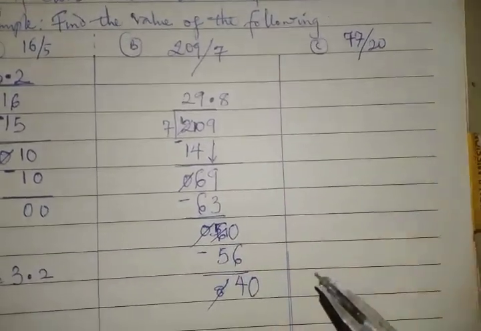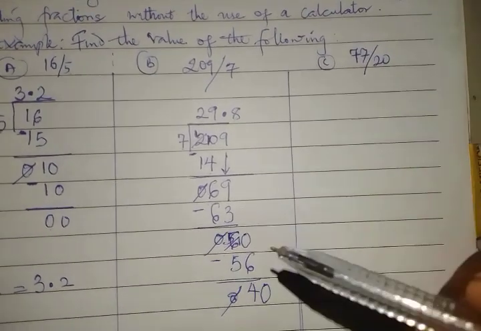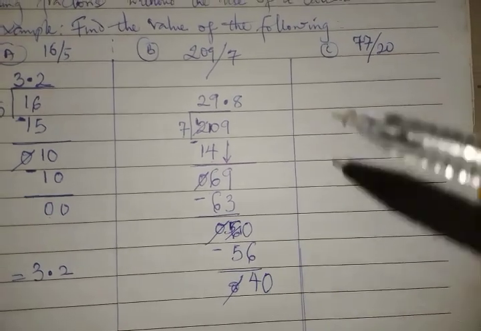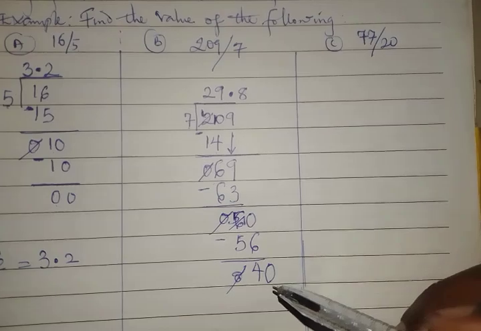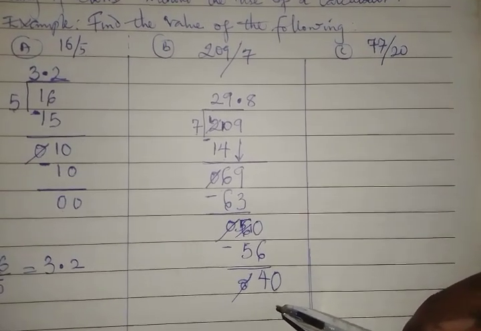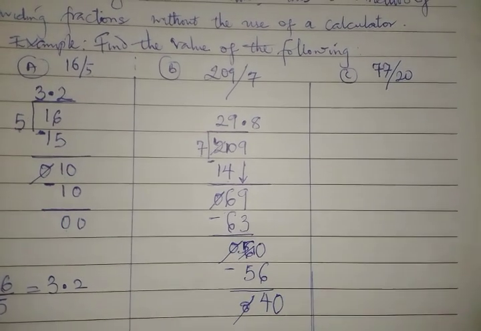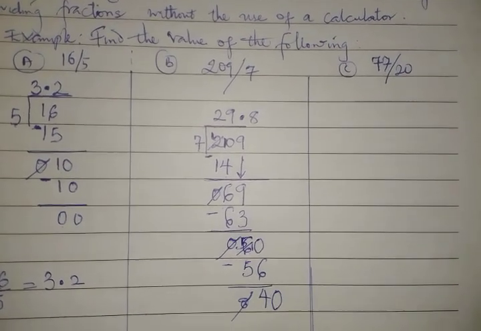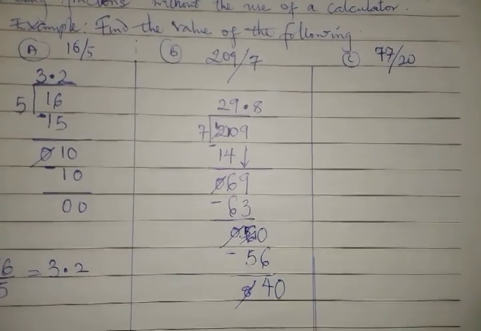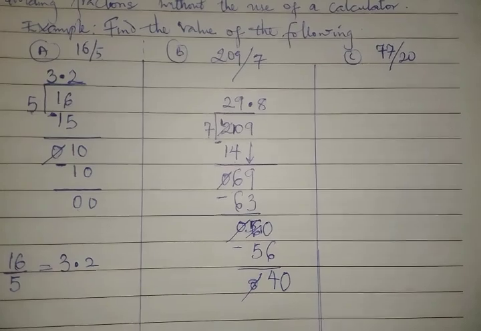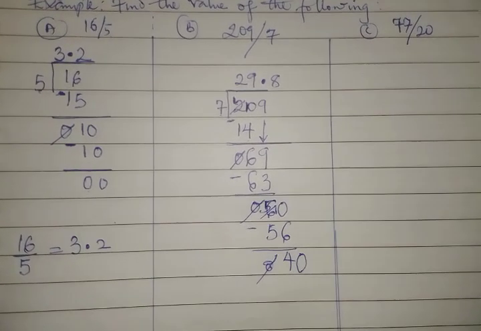So listen and pay attention. Once you've included a decimal point the first time, all you need to do is keep adding 0. You don't need to add decimal points again. So now we are having 40. 7 in 40 is going to give us 5, because 7 times 5 is 35. 7 times 4 would have given us 28. Am I right? Yes. So 7 times 5 is the closest.